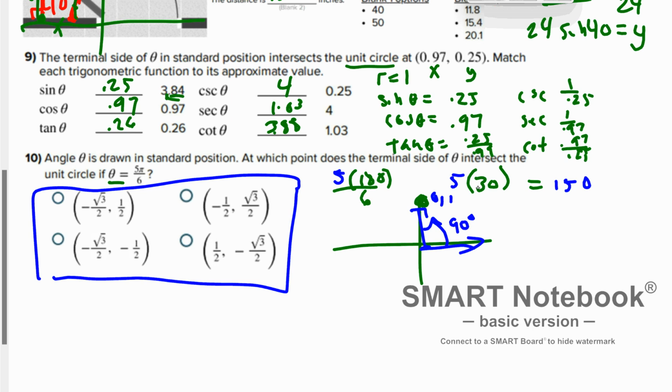My reference angle is 30. If I look at a 30-60-90 triangle, I'm over here. This would be 1/2 opposite the 30, this would be root 3 over 2, and this would be 1. So my x is root 3 over 2, but I'm to the left, so that's negative. And then my y is 1/2. So negative root 3 over 2 and 1/2, this one right there.